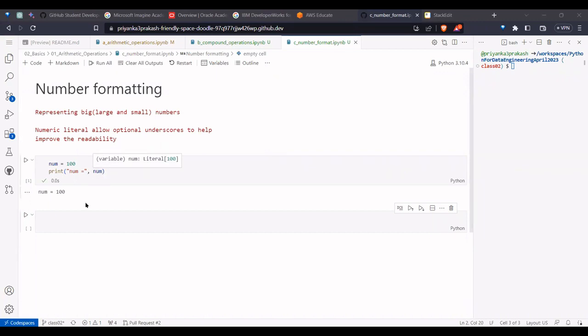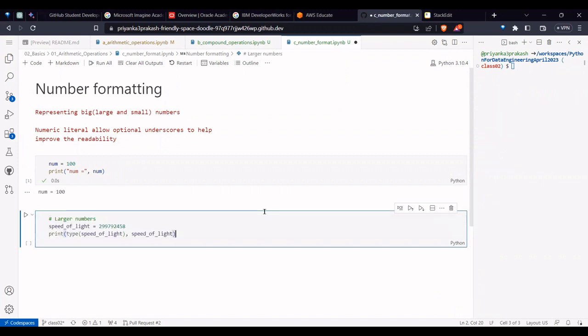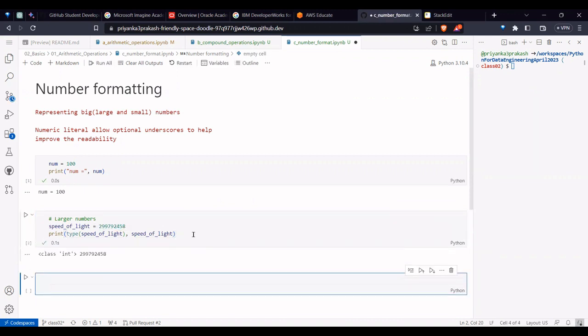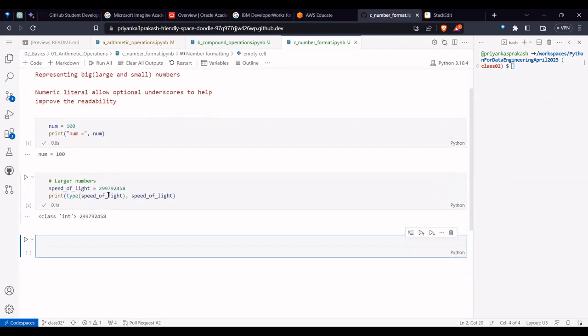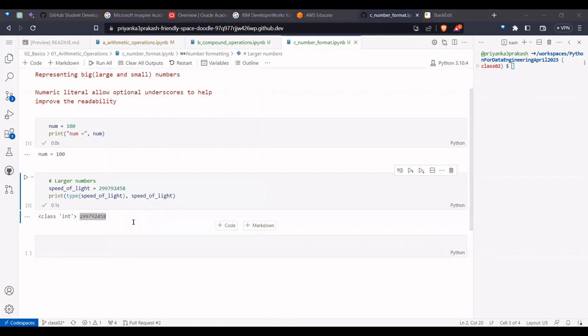In these numbers, if I have a small number, it's fine. But what if I have a large number? When I have a large number, how do I display it? I take it like this. So a large number means some big number. I just print, hey, what is the type of the number? So type is a built-in function, right? It will give integer, and it's a number. Even if you go with a big number, it's also fine.